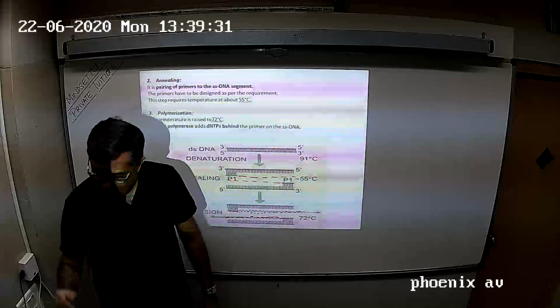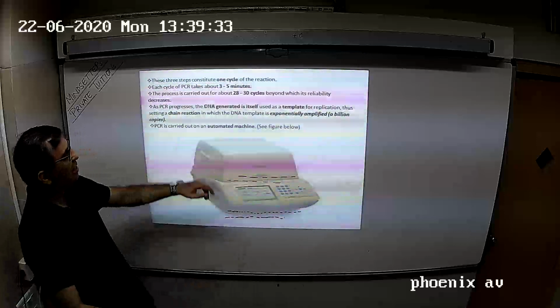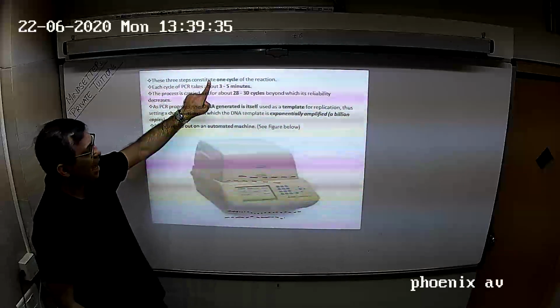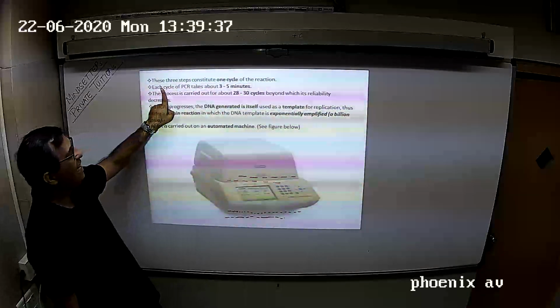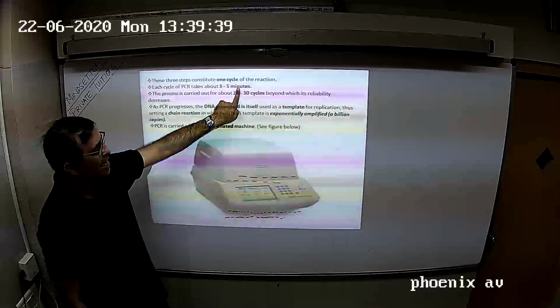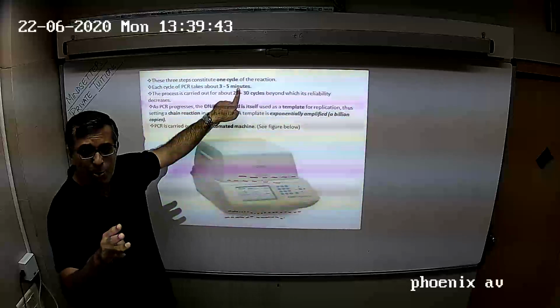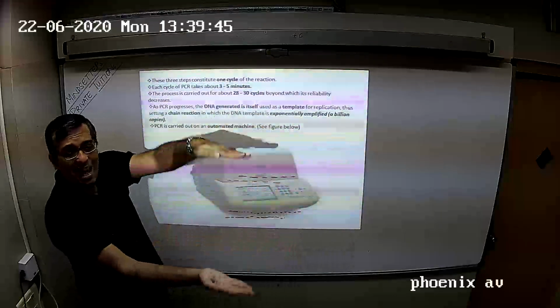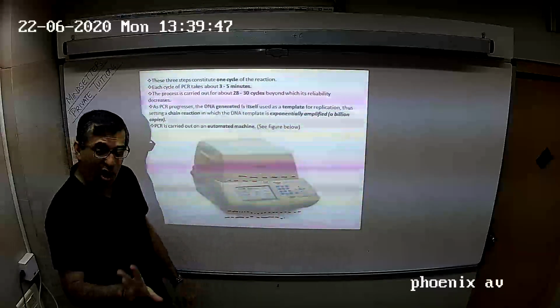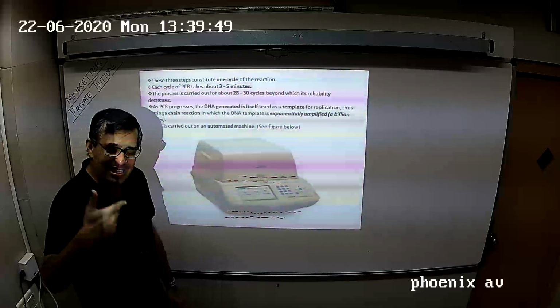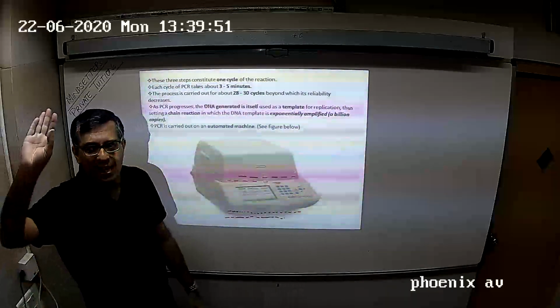How much time is required for this process, sir? These three steps constitute one cycle. Each cycle takes place in 3 to 5 minutes. Within just 3 to 5 minutes, the entire DNA strand undergoes replication. The cycle starts automatically again.